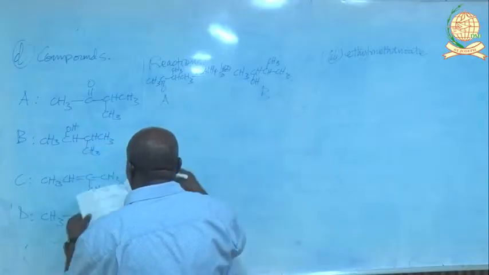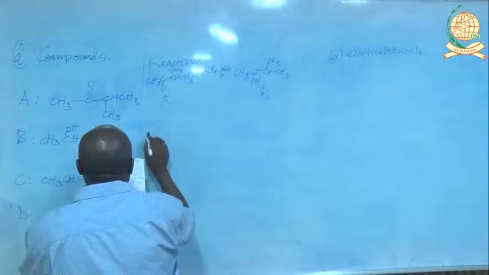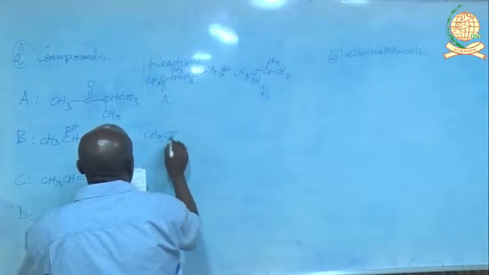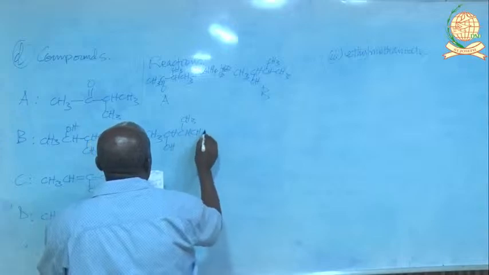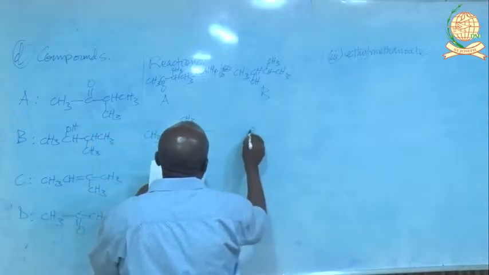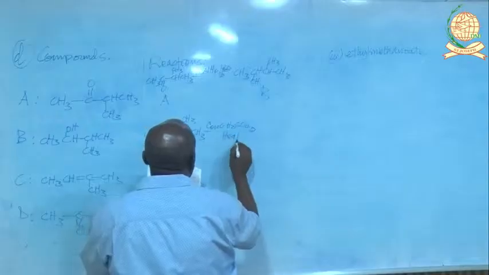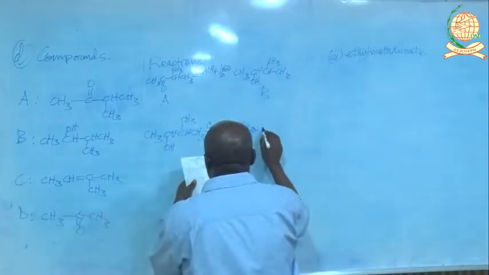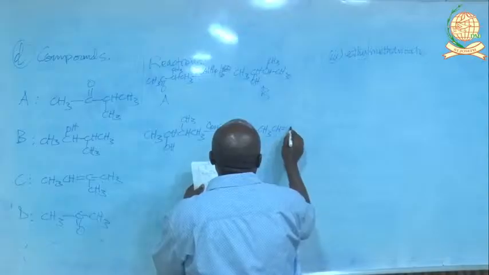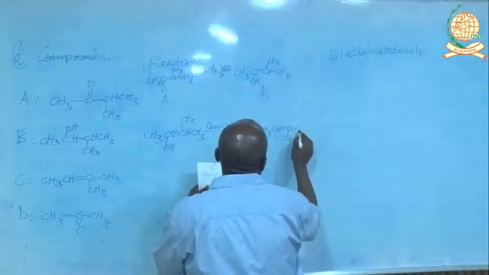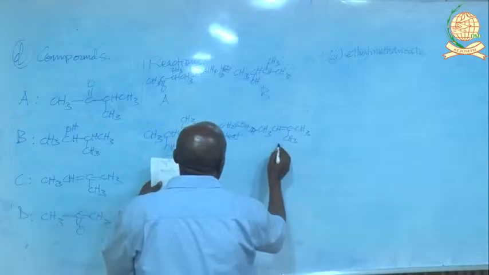The next reaction is CH3, CH, OH, CH3, CH3, plus concentrated sulfuric acid, then you heat, and this will dehydrate the alcohol to form an alkene, CH3, double bond, CH3, CH3. So this one is compound C, this is D.